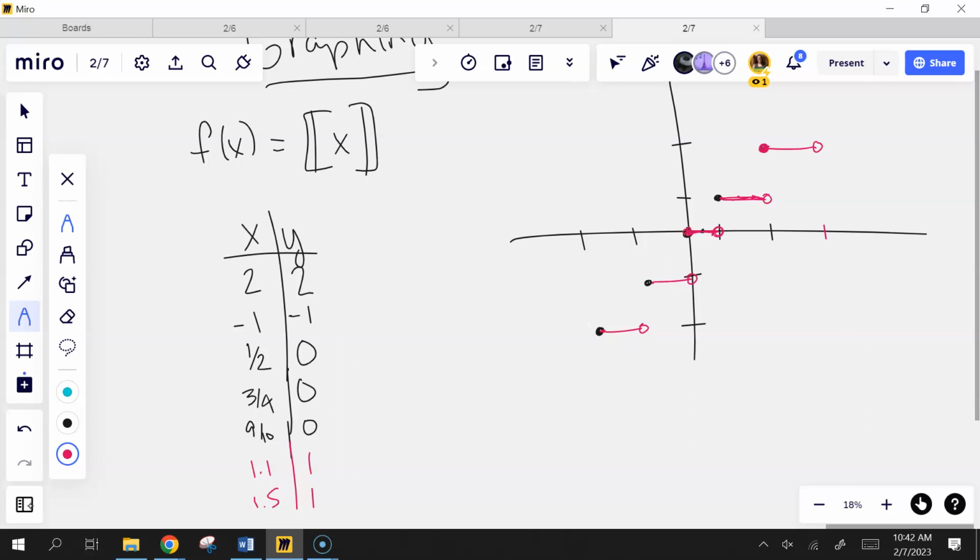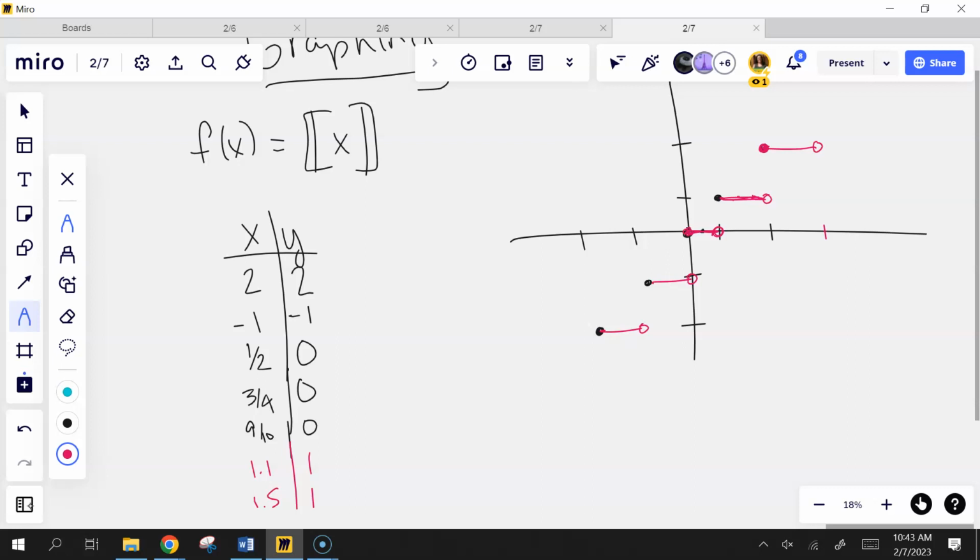Remember, all the graph does is spit out solutions to an equation for you, right? Let's say I want to know what the greatest integer of 2.5 is. If I go over to 2.5, what is the y value that goes with it? 2. So the greatest integer of 2.5 is 2. And this continues in both directions forever and ever.